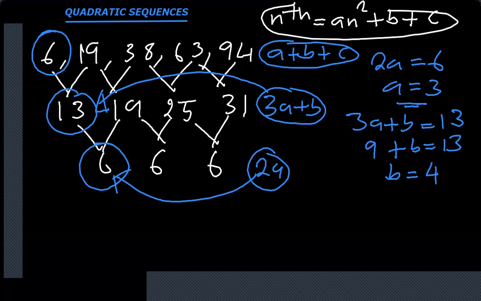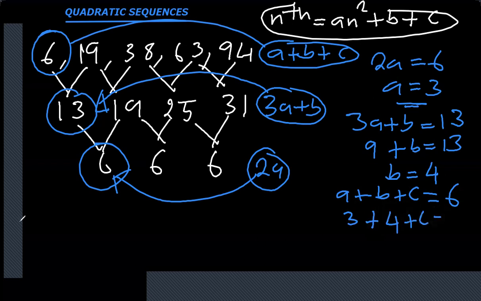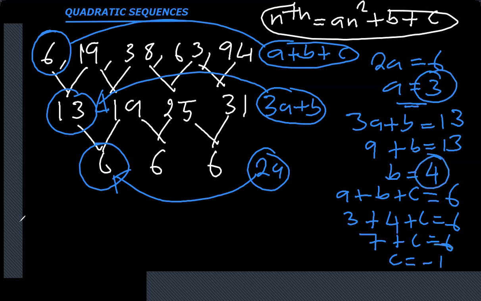Okay. Then a plus b plus c will be equated to the first term, which is 6. Now, a was 3, plus b, which was 4, plus c should give us 6. That is 7 plus c is equal to 6, and c will be 6 minus 7, which is negative 1. So we have a is 3, b is 4, and c is negative 1.